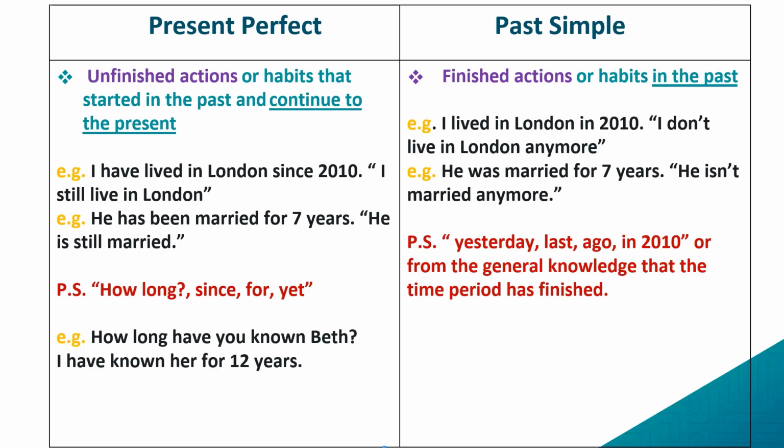That's why the keywords with past simple, they refer to points in the past, like yesterday, last, ago, in 2010, or we know from the general knowledge that the time period has finished. For example, Shakespeare wrote Macbeth. Here we must use past simple because we know that Shakespeare died long time ago. I cannot use present perfect and say Shakespeare has written Macbeth because it has nothing to do with the present. It's all about the past.